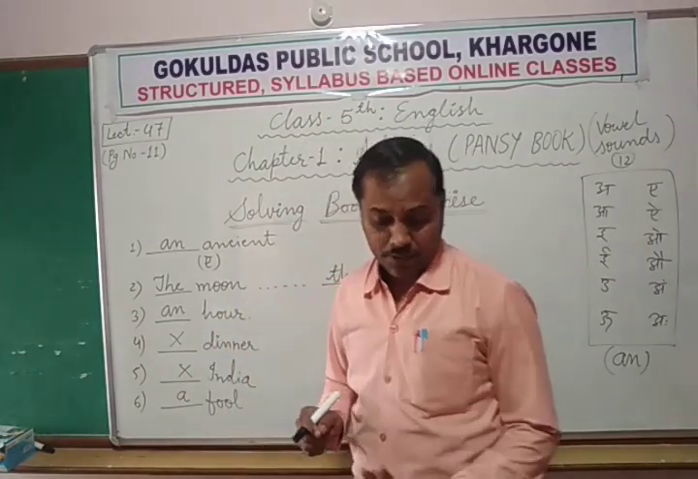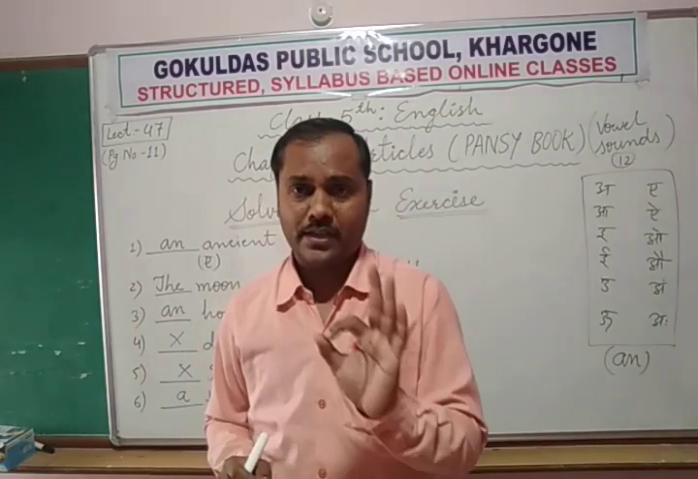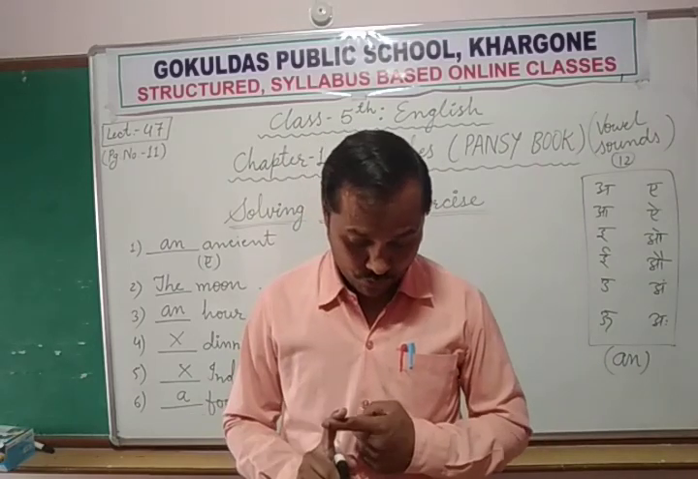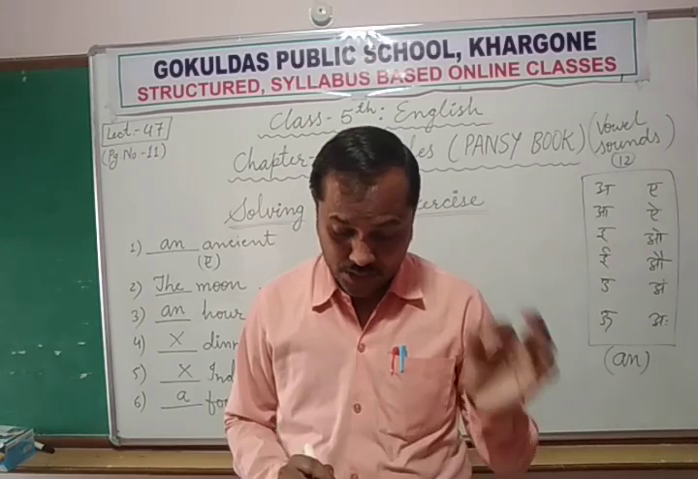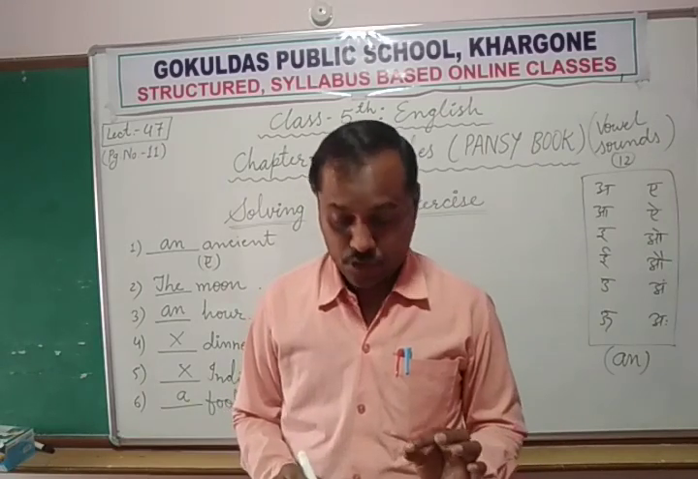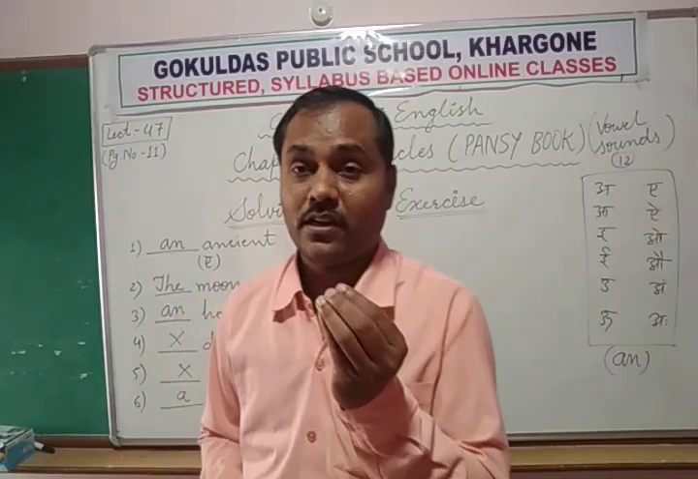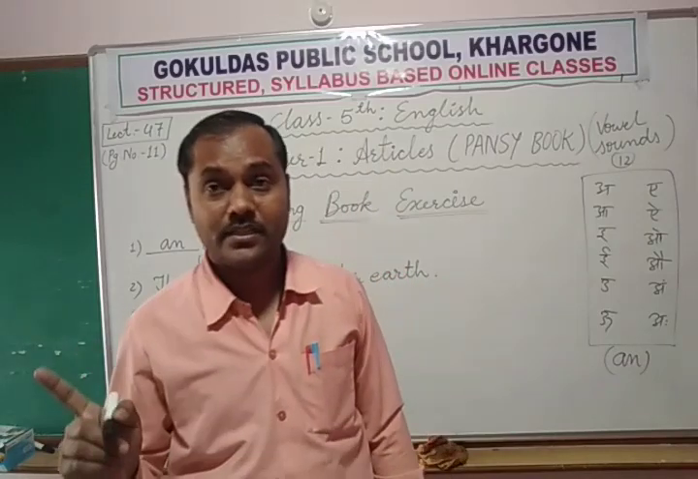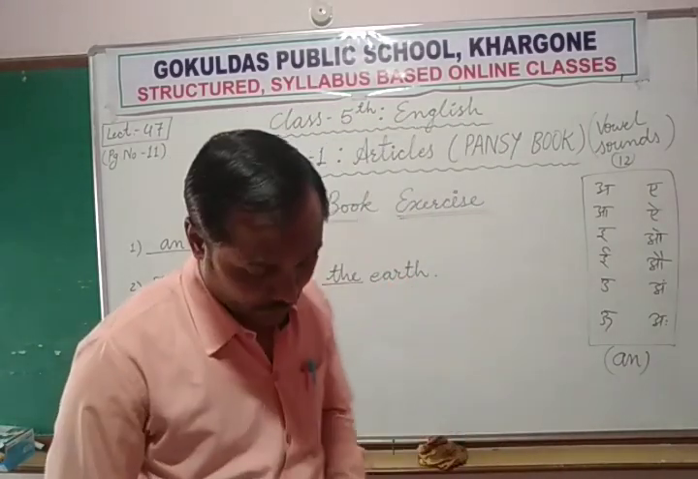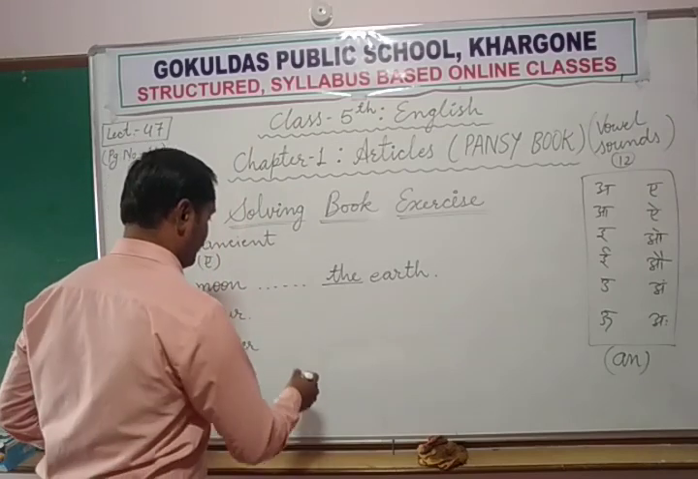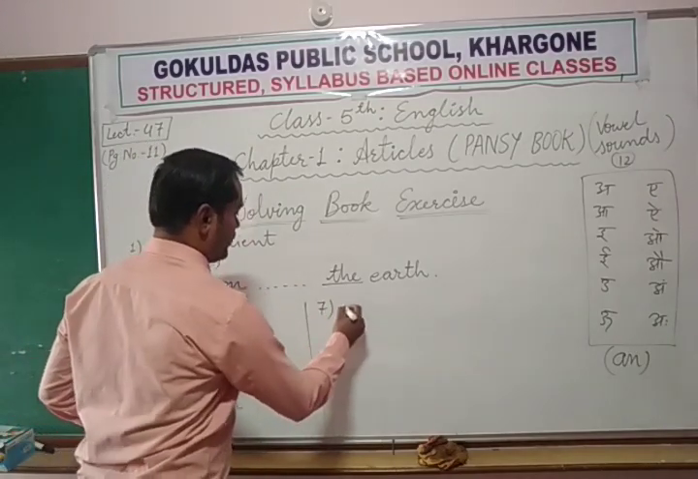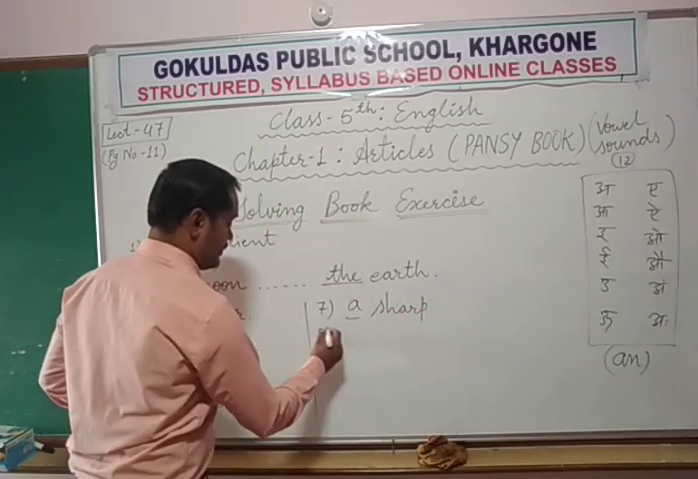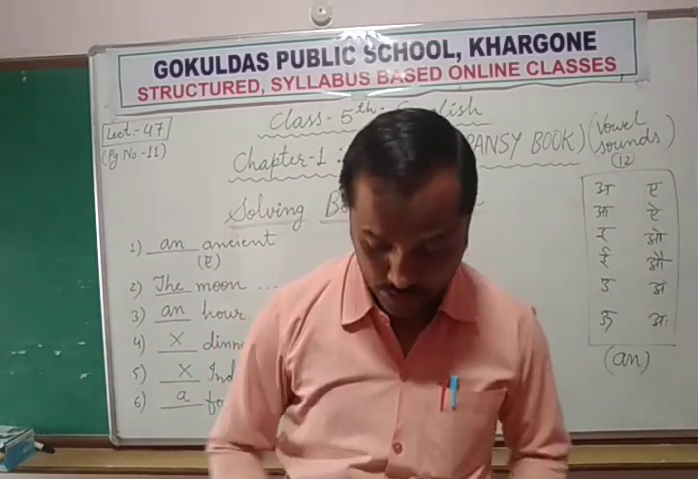So the cannot be used here, because the is always used for some specific things. Now out of a or an, we have to choose. The barber has a sharp razor or an sharp razor. The beginning sound is sh. Sh doesn't belong to the vowels, because sh belongs to consonants. So we will use a sharp razor. Number seven: a sharp razor. Okay. A means one sharp razor.